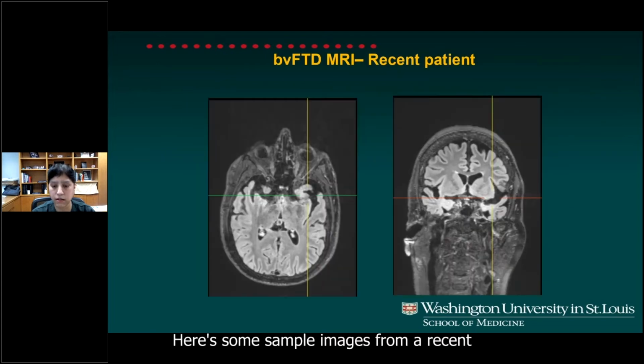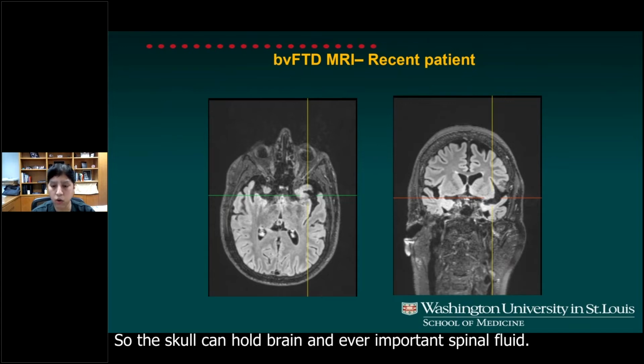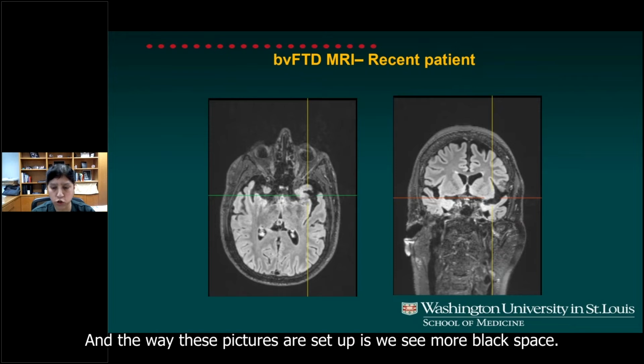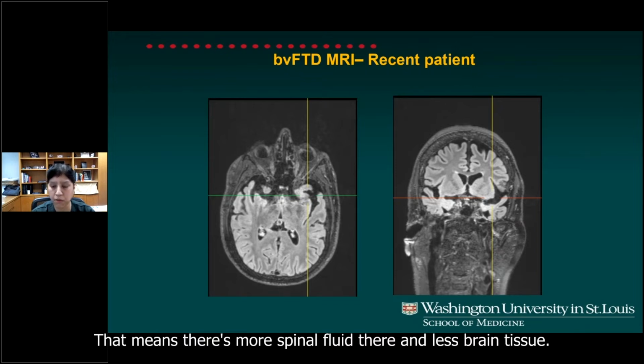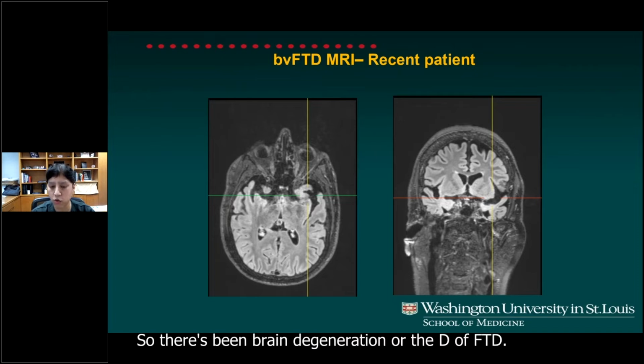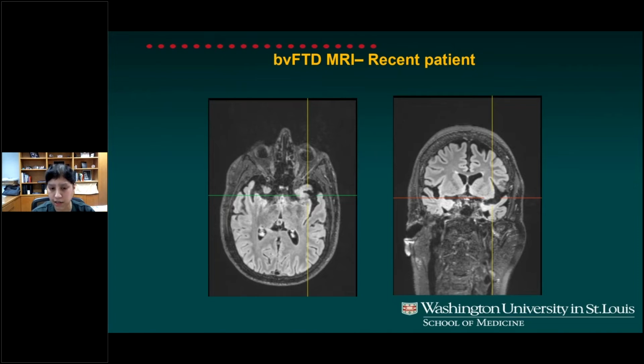Next. And here are some sample images from a recent clinic patient of mine with FTD. You see some crosshairs already, and they're kind of drawing your attention to some space. So the skull can hold brain and the ever important spinal fluid. And the way these pictures are set up is if we see more black space, that means there's more spinal fluid there and less brain tissue. So there's been brain degeneration, or the D of FTD.